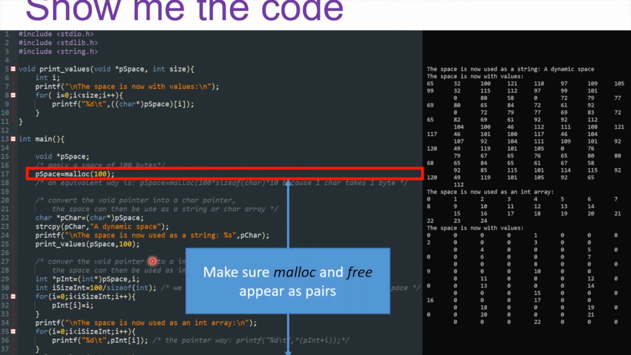As I mentioned previously, you have to make sure you're using these two functions as pairs, because every time you have assigned a space dynamically, you should remember to free it. Otherwise, it will cause a leak of the memory.